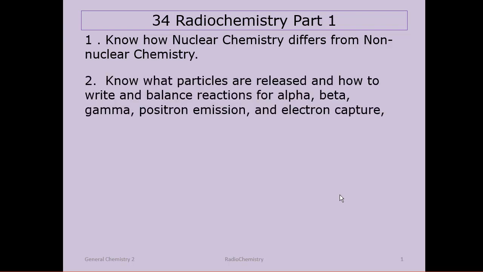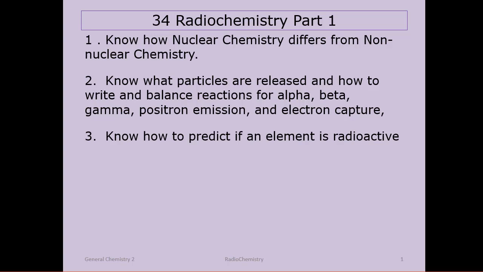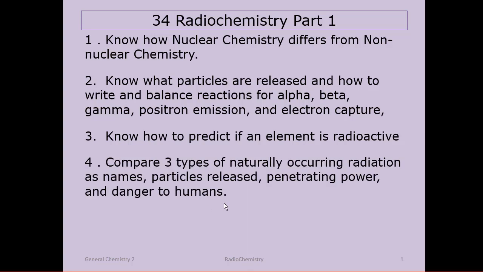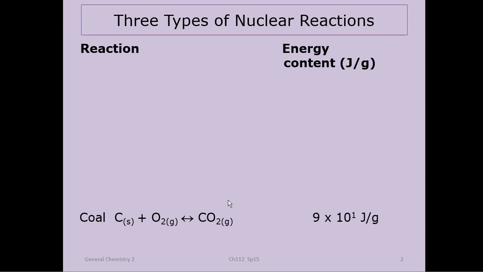I'd like you to understand that in nuclear chemistry there's something called radioactive decay, and I'd like you to know the particles that are emitted and how to balance the equations associated with that. I would like you to know, by looking at the isotope, whether it is radioactive or not. Compare three types of naturally occurring radiation, understand qualitatively their health effects, and also know some good uses of radioactivity.